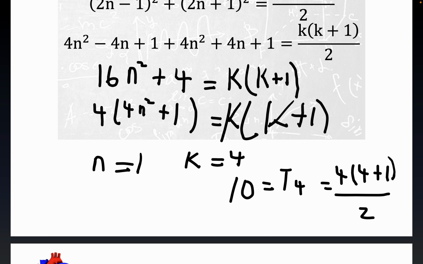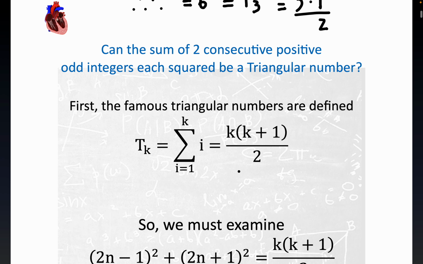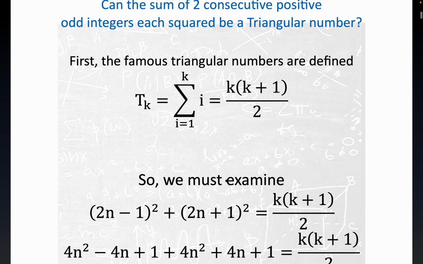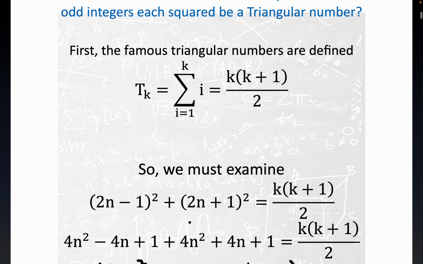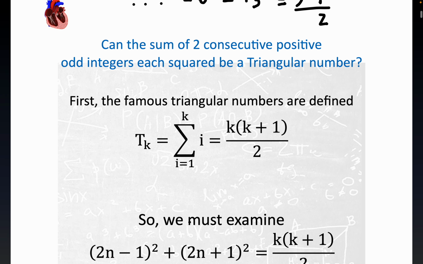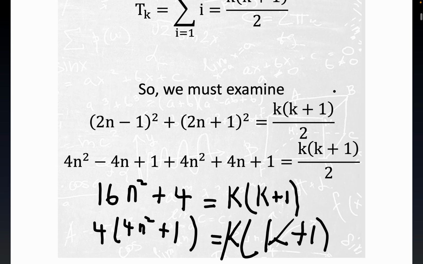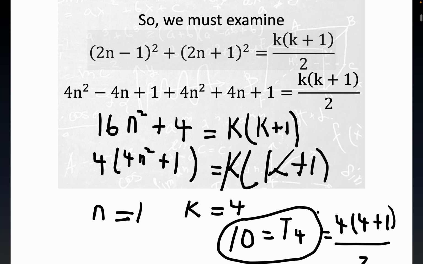So again, perhaps not a very interesting problem to a lot of you. Somebody just sat down and thought, well, the triangular numbers are pretty prevalent, and somebody wanted to know this for some reason. I'm not quite sure. There may be some geometric interpretation. But the question was, can the sum of two consecutive positive odd integers, each squared, be a triangular number? And the answer is yes. And that triangular number is t sub 4.